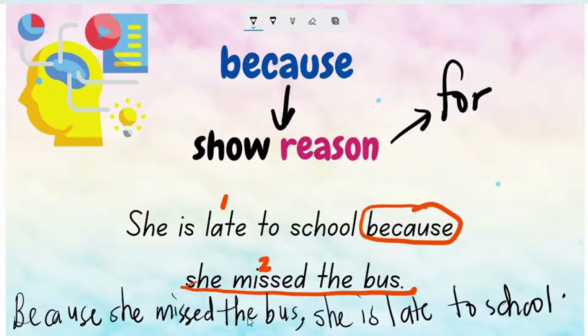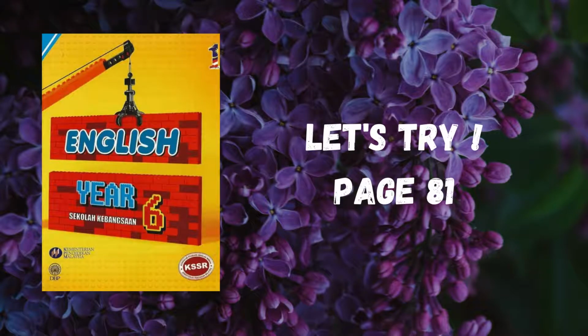Letak sebab dulu. Okay. Because I didn't eat breakfast, I felt hungry. Okay, letak sebab dulu. Because I drink too much, I want to go to toilet often. Okay? Now let's try and do some practices from page 81 textbook.